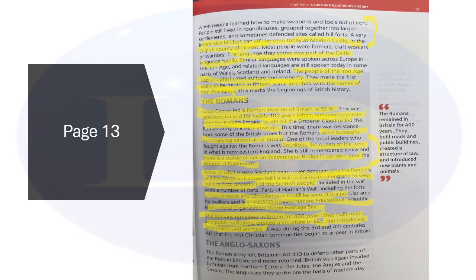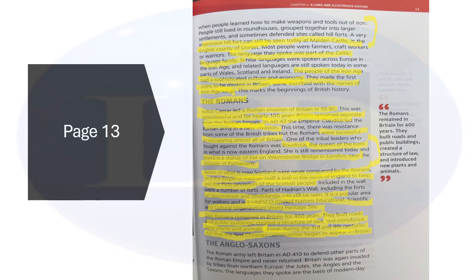It was during the 3rd and 4th centuries AD that the first Christian communities began to appear in Britain. This last sentence is probably the most important sentence in this whole paragraph. Sometimes this statement is given and you are asked whether it is true or false. Sometimes the centuries are 2nd and 3rd, sometimes 4th and 5th. So you have to see that it should be 3rd and 4th centuries to make this statement correct.